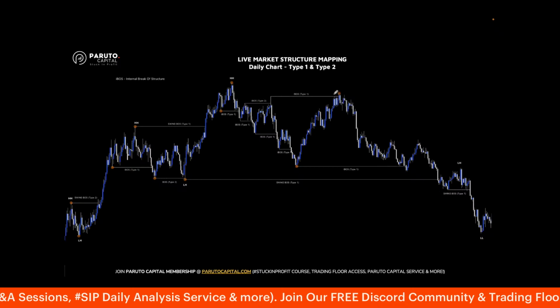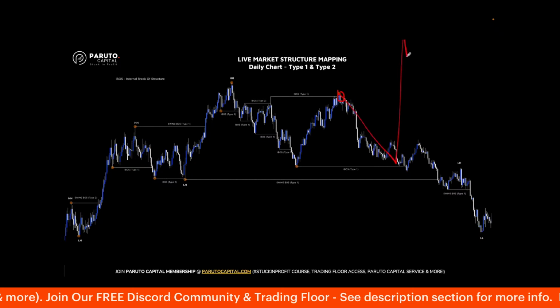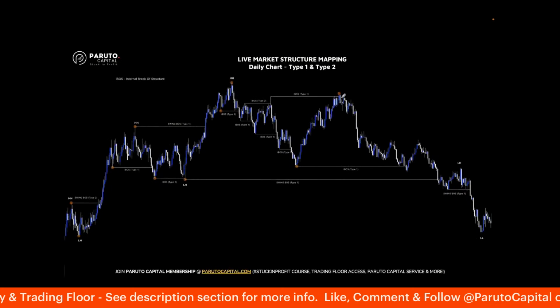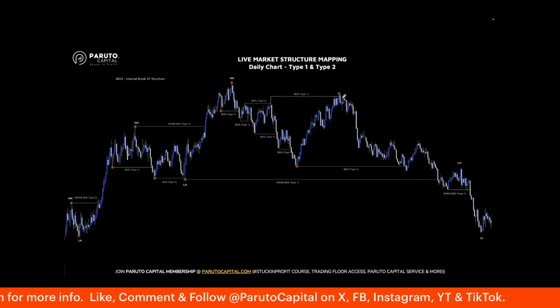Now if you just assume and say, oh, because I've seen this, I'll expect that when it comes back here, it's going to respect it and go back up, you may be caught on the wrong side of the market. So anyways, this is a daily chart, so usually there are confirmations to wait for, to see before you take any positions in the market.